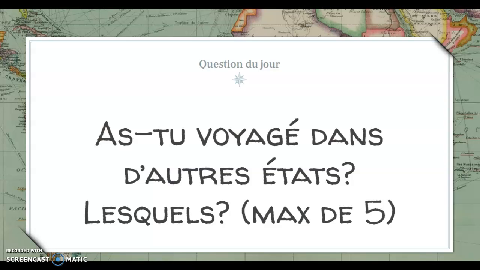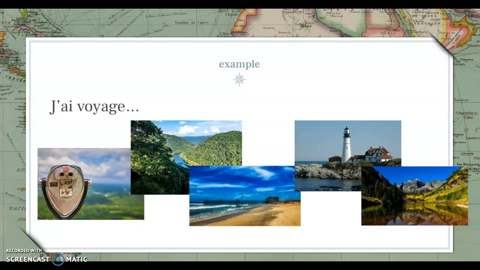Your questions for this week real quick are, it's a 2-part question in your discussion, and you also want to comment on other people's so that we can stay connected and find out about each other. First part of the question, as-tu voyagé dans d'autres états? Lesquels? Un état, state. Share up to, but no more than, 5 states you've traveled in. Lesquels just means which ones. Remember that this is using the passé composé.